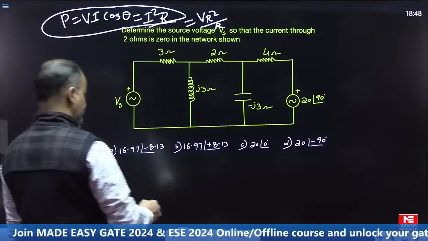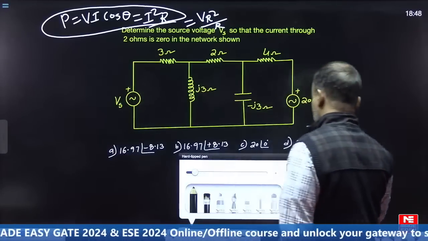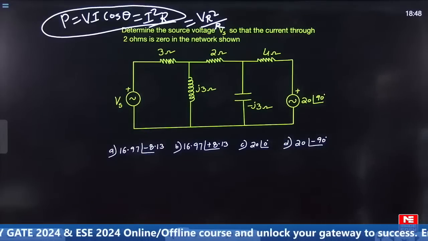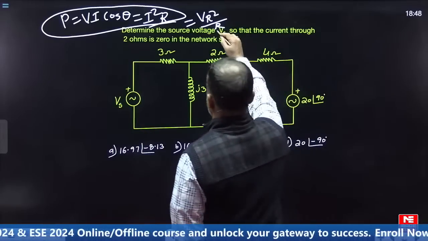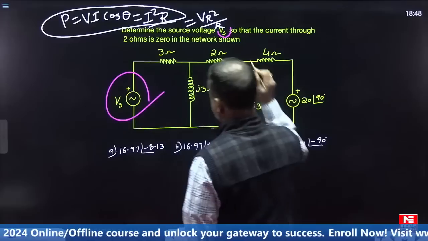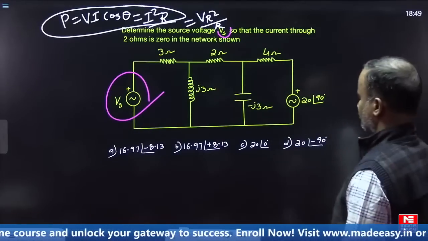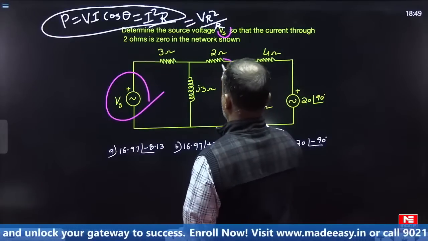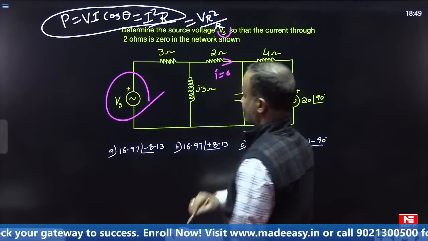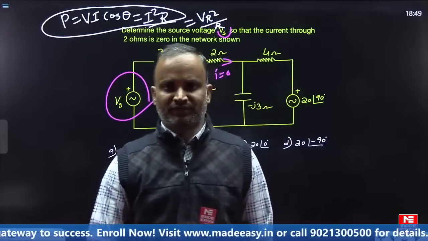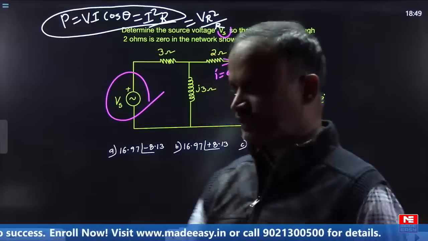Now come to the given question. देखिए, in this example what is the statement given? It is asking to find out Vs, that means it is asking the source voltage. Now to find out the source voltage he gives some condition. What is the condition? Current in this resistance equal to 0. With the help of that condition we have to find out the source voltage.